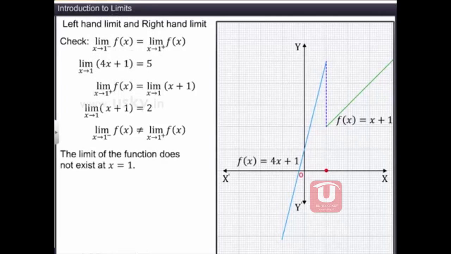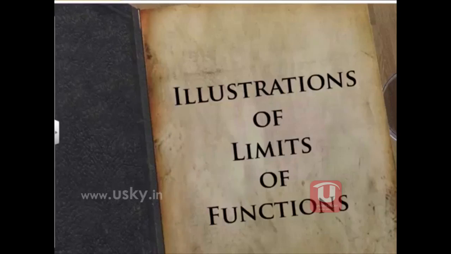Let's see this graphically. At x equal to 1, the left-hand limit of this function is 5. The right-hand limit of the function is 2. We can see that ambiguity exists. Therefore, the limit of this function at x is equal to 1 does not exist. In this module, you will learn to evaluate limits at a given point.